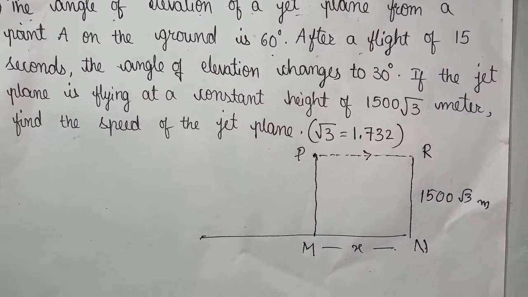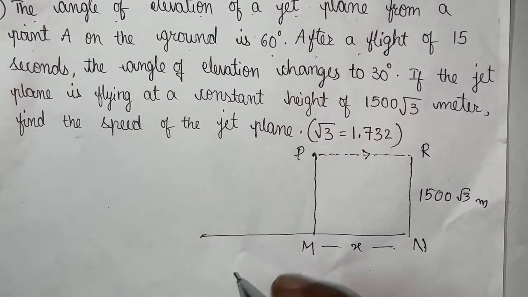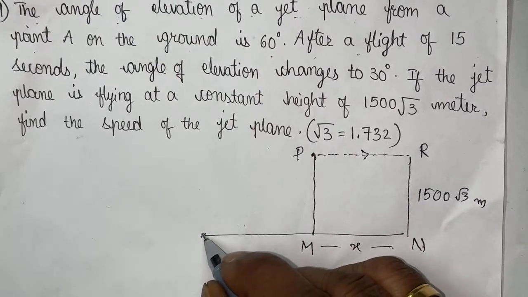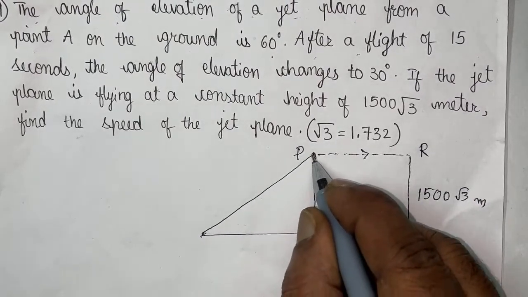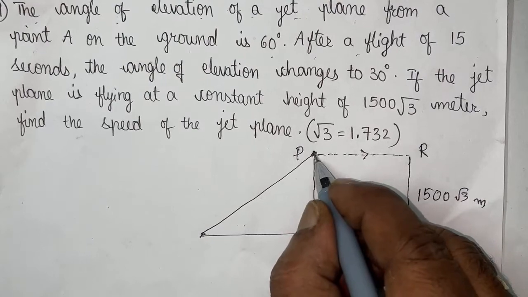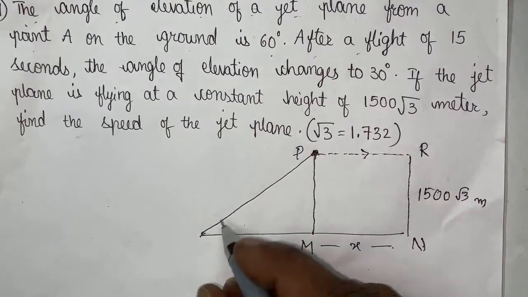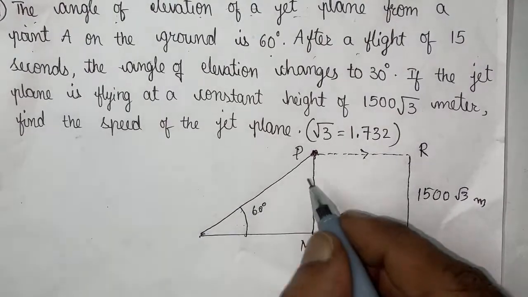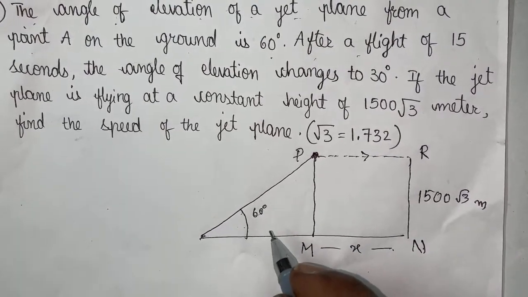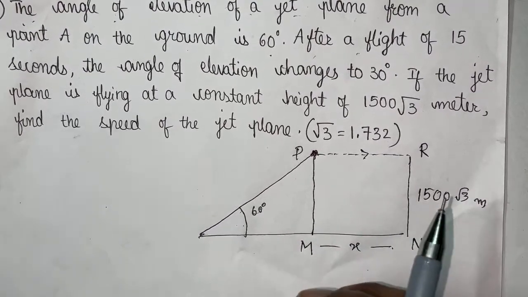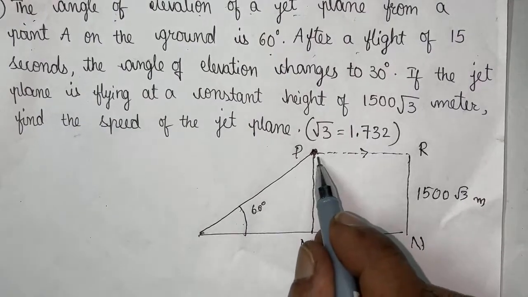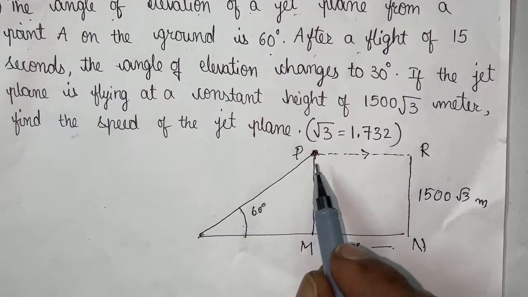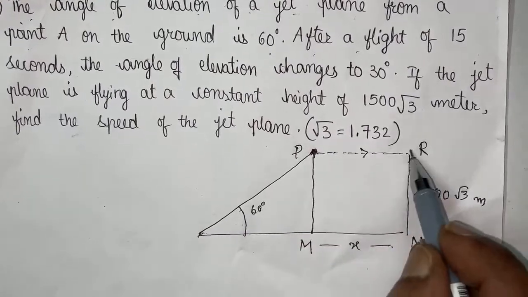So now the observer, first you want to observe before starting. The jet plane is starting from P, and at that time the angle is 60 degrees. And he observed continuously for 15 seconds. The jet plane is taking 15 seconds to move from the point P to R.